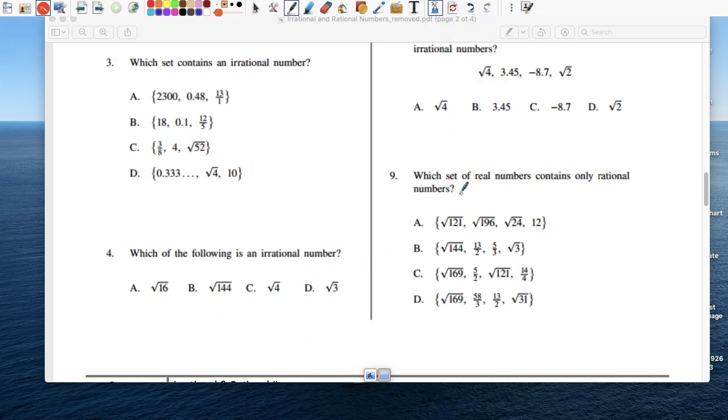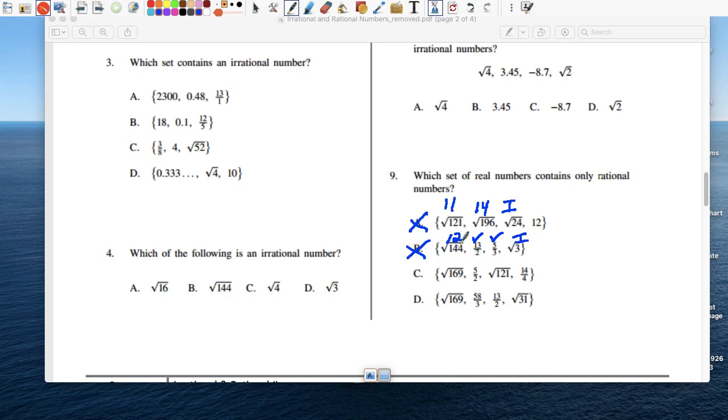Which set of numbers contain only rational numbers? Well, square root of 121 is just a fancy way of saying 11. Square root of 196 is just a fancy way of saying 14. So that's rational, that's rational. Square root of 24 is irrational. Okay, so that's not the one we want, so A is gone. We want only rational numbers. Square root of 144 is 12, that's rational. 13/2 is rational. 5/3 is rational. And square root of 3, not rational, it's irrational, so that's not what we want.